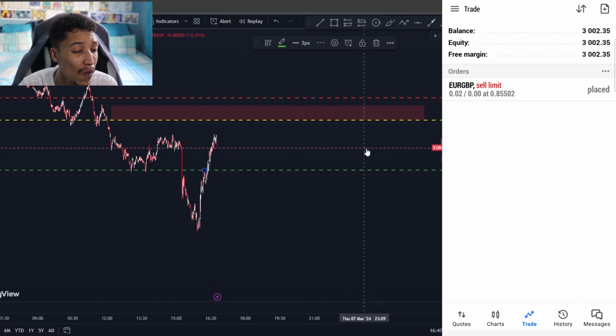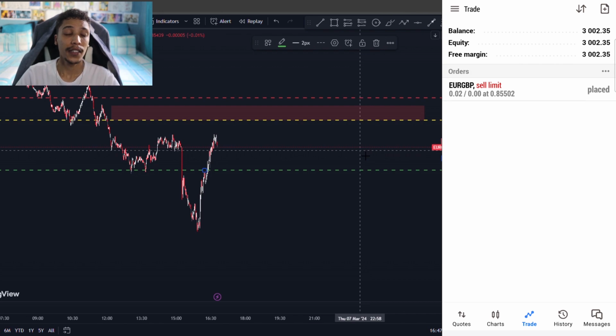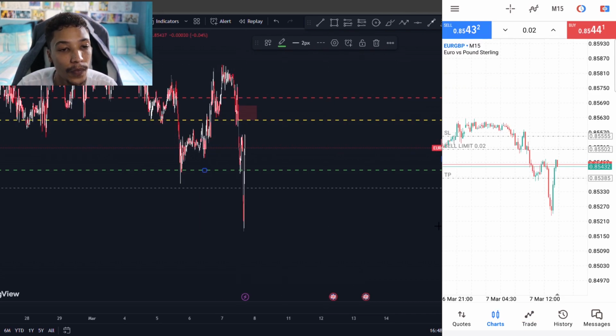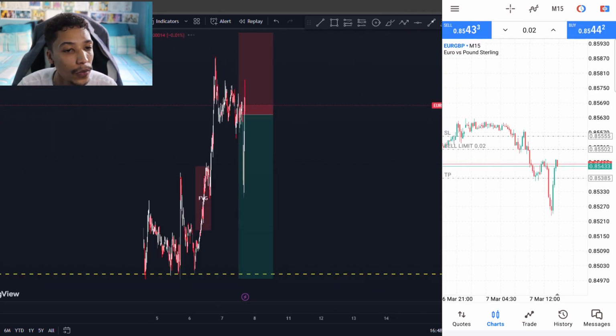It's going down though, so it makes me wonder if it will hit our sell limit. Well, then next pair we will look at the euro to the USD.